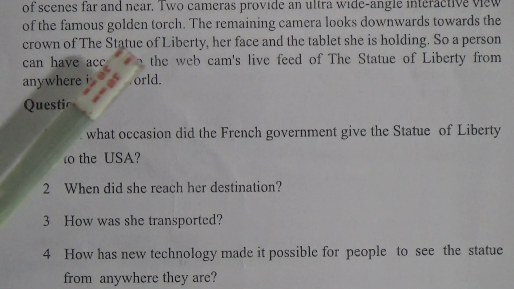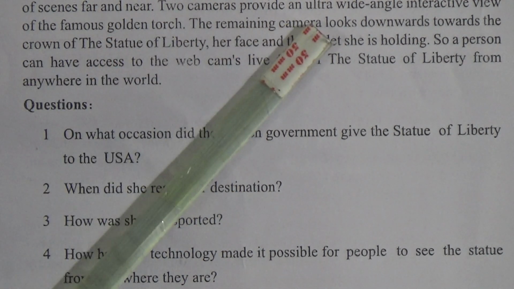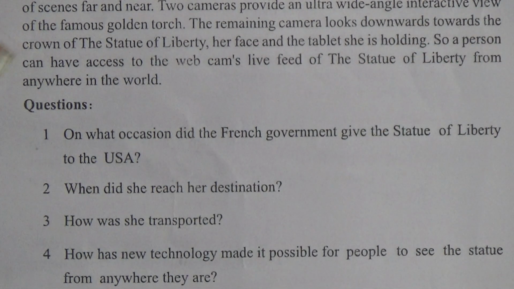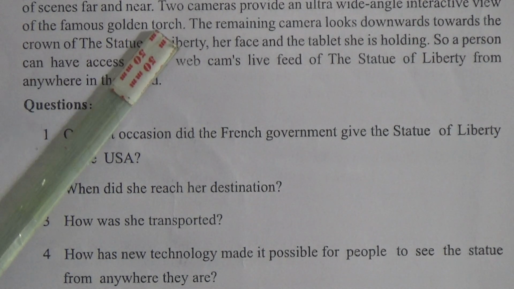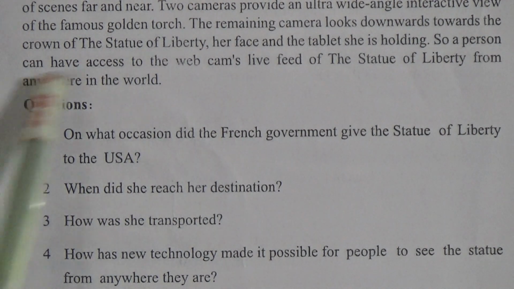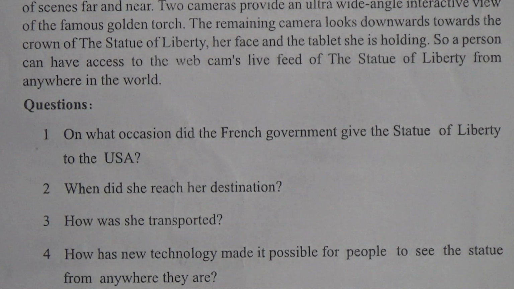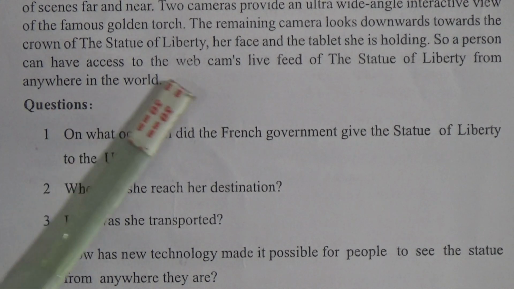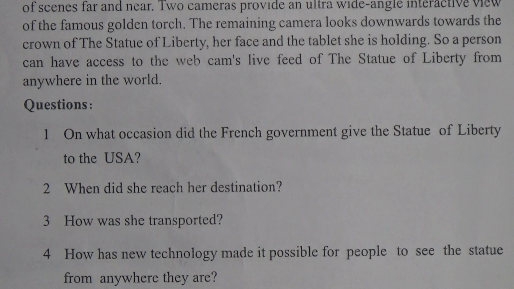And 2 cameras provide an ultra-wide angle interactive view of the famous Golden Torch, and the remaining camera looks downwards towards the crown of the Statue of Liberty. That means from anywhere in the world you can see the live feed of the Statue of Liberty through these webcams. Okay, so this is about the Statue of Liberty.